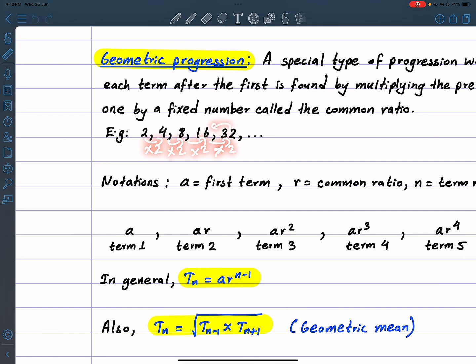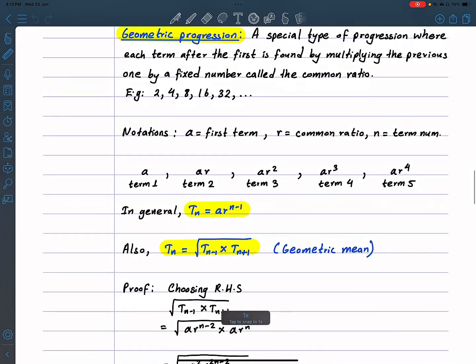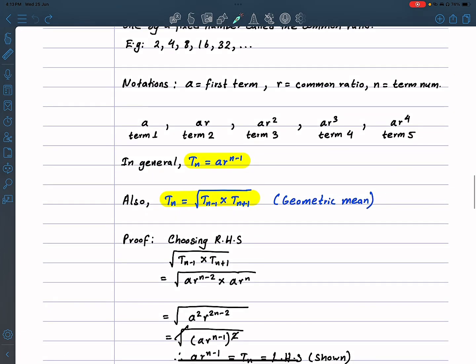And the previous term is found by dividing by 2, as follows. So what are the notations involved with geometric progression? Well, a is the first term, r is the common ratio, and n is the term number. So here are some terms for our generalized geometric series.